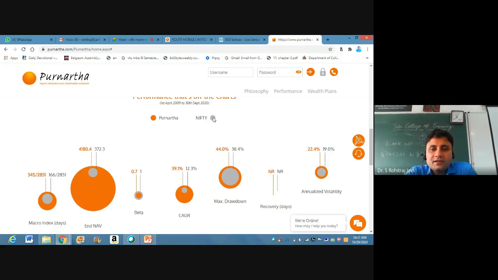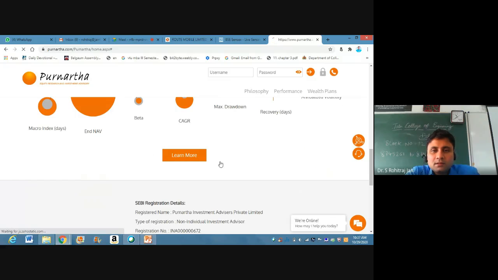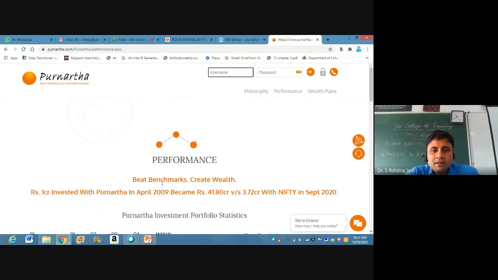So when I say Nifty, you can see here. Yeah, performance. All of you can see best benchmark, create wealth. Always remember, students, a fundamental analysis helps you to create wealth. See, rupee 1 crore invested with Purnartha, who believes in only fundamental analysis. Rupees 1 crore invested with Purnartha in April 2009 became 41 crore versus 3.72 crore with Nifty in September 2020. This is there on the paper, right?